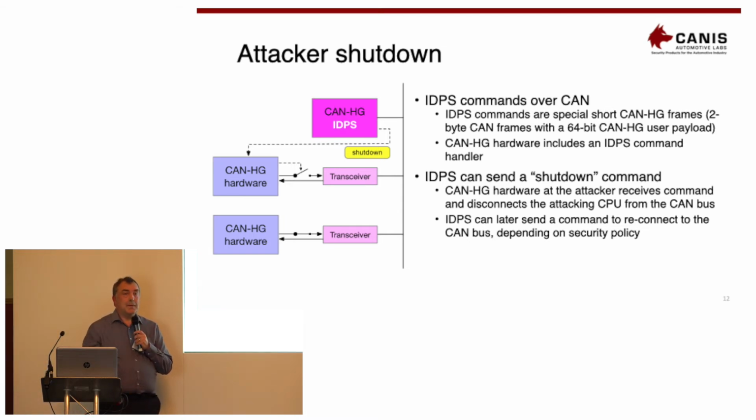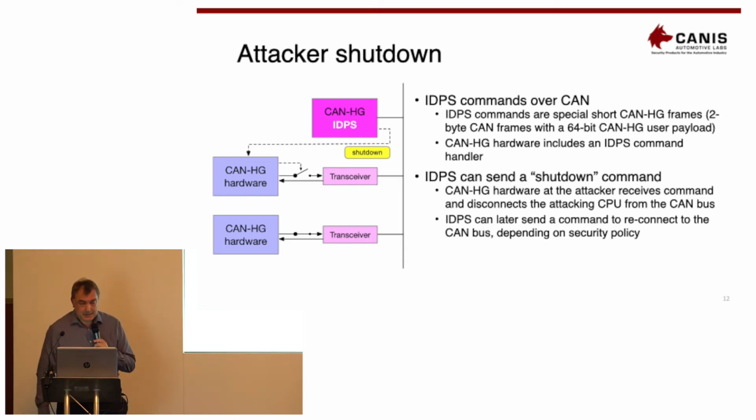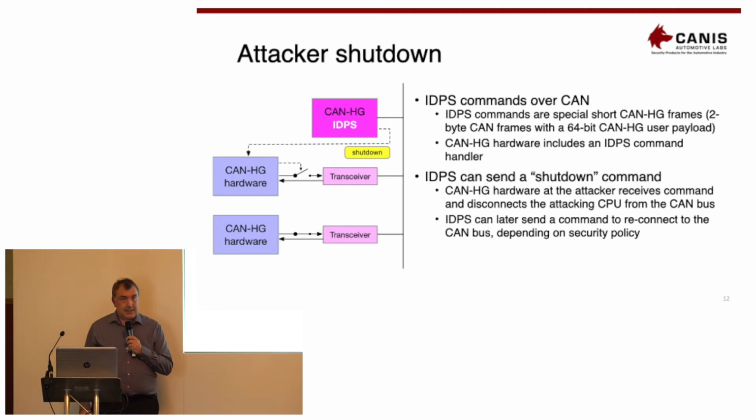And then, after it stamps on it, it sends a shutdown command on the bus that says, whoever did that, you're off. And if you've got CanHG hardware, it picks up the shutdown message, and then it disconnects the TX line from the transceiver. So now it can't send anything again. Otherwise, it would just keep resending because it's been an error. That square wave, for example, it would just keep resending. So you cut it off from the transceiver. So the IDPS sends its commands over CAN using a special short CanHG frame to kill off the attacker.